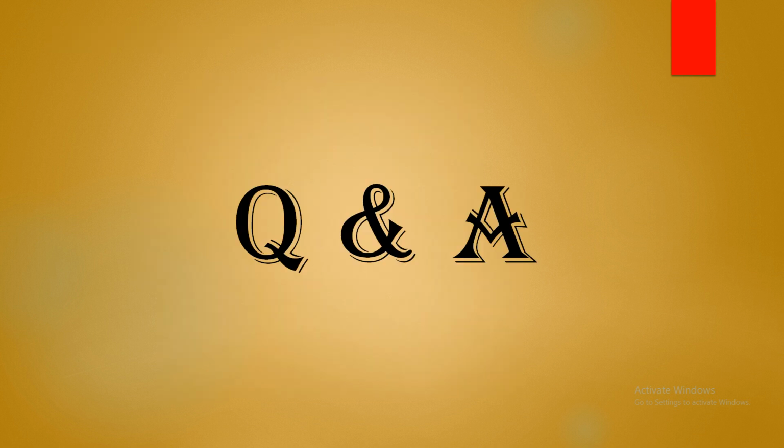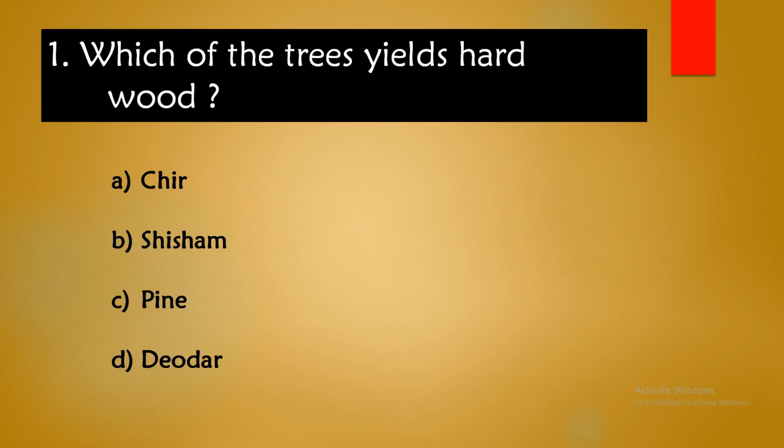Now we are going through some of the multiple choice questions that are repeatedly asked in competitive exams and usually come from this portion, that is, from timber. The first question: which of the trees yields hardwood? Chir, shisham, pine, deodar. The answer is shisham.